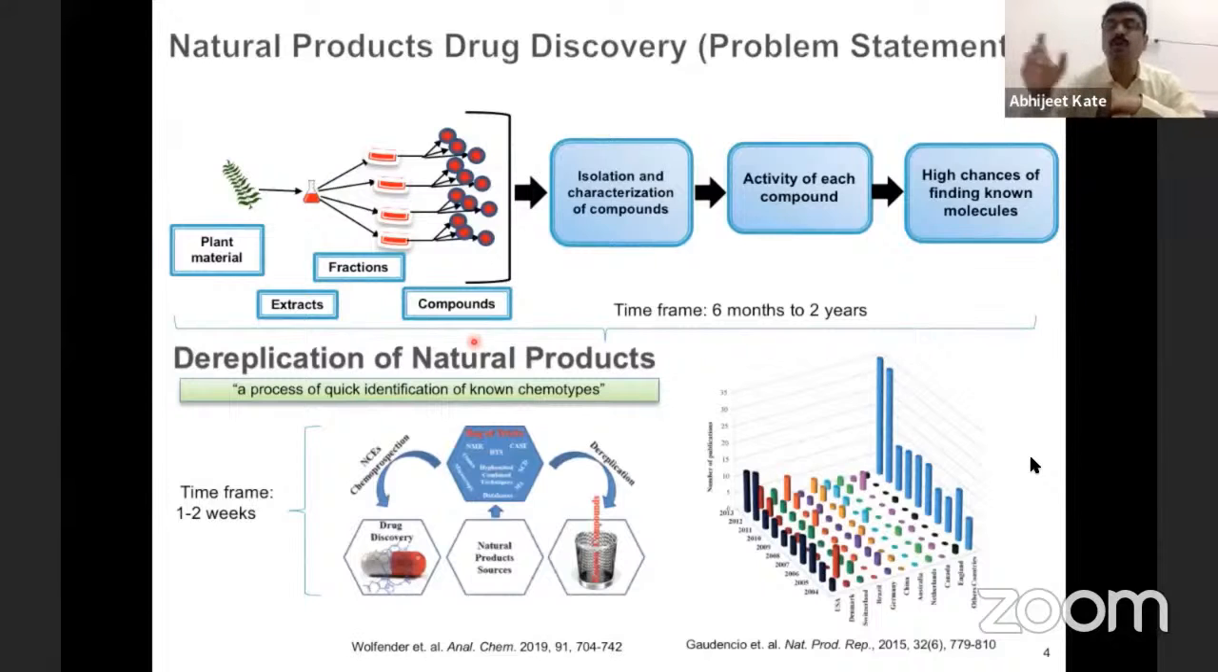De-replication. We don't want to replicate the work that another person has already done by using different tools. Though the name is de-replication, there are different approaches within that strategy which can be followed. Basically, it is a process of quick identification of known compounds, known chemotypes, which are already known.